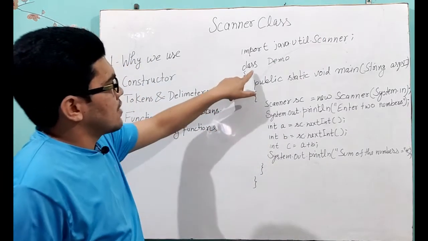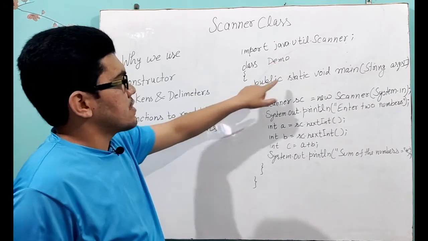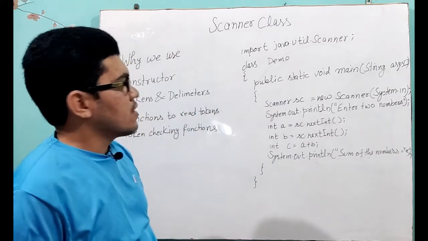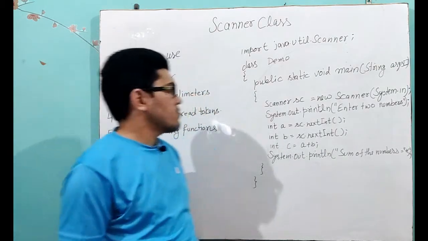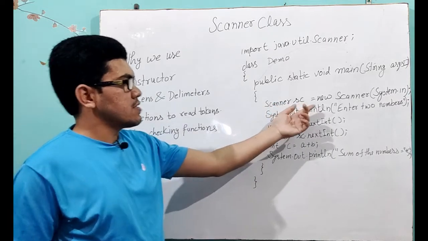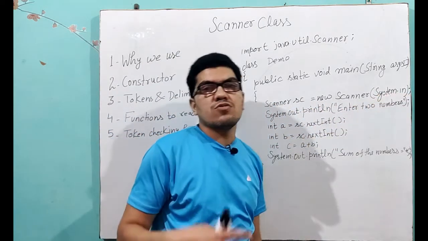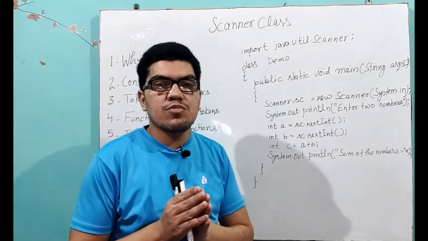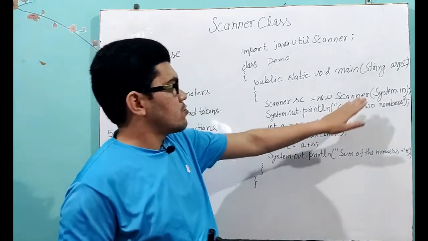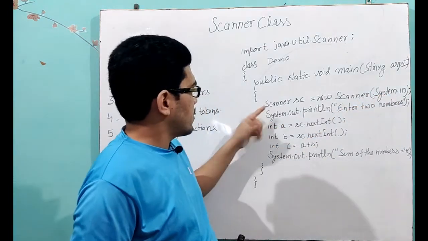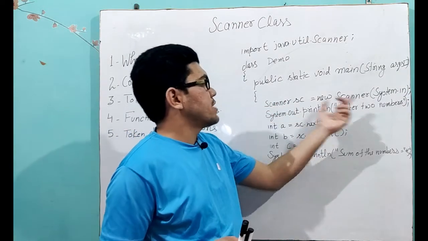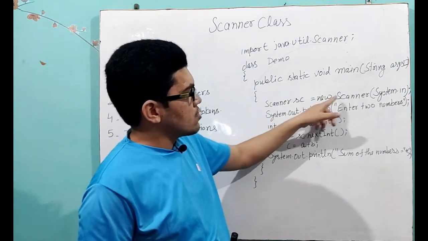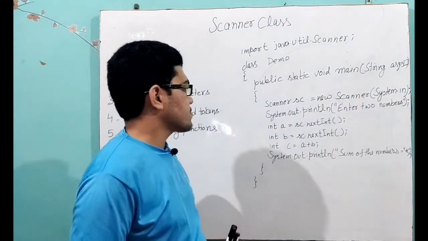Now class Demo, public static void main(String args). This is what we normally write. First we will create the object of the Scanner class: Scanner sc = new Scanner(System.in). Since we are taking the input from the console, we have to use System.in here. Okay, so we are creating an object of the Scanner class. This is the object name, sc.